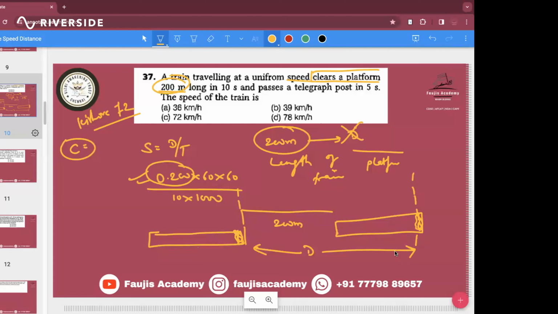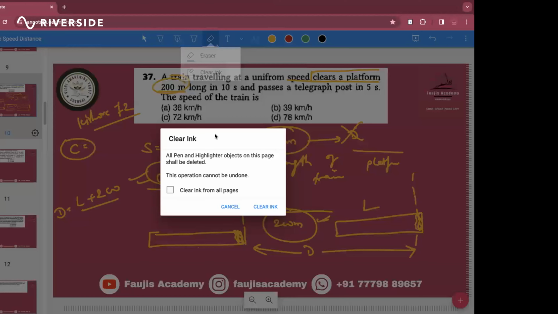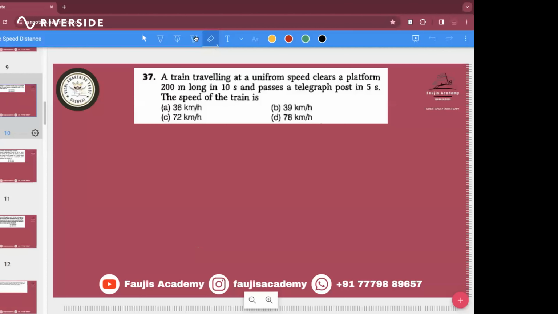You are saying this is the total distance. Can we take it? No, we cannot take it. We have to cover the length as well. The total distance will be the length of the train plus 200 meters. Okay, please take this and solve. What is the time? So Kishore, listen.